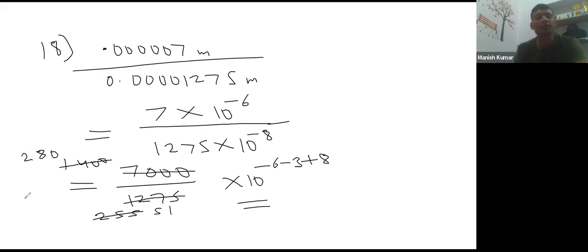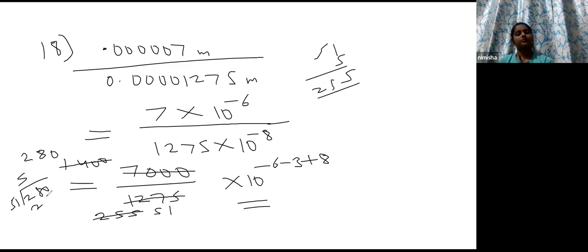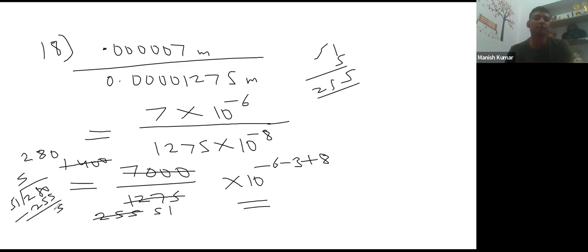280 by 51. If we divide 280 by 51, then what can be the value? 51 into how much will be 280, or approximately less than that? 51 fives are about 250, isn't it? 51 sixes are about how much? It will be 300. So less than that means 51 fives can be done. 255, isn't it? And here what are we going to get? 10 minus 5 is 5, 7 minus 5 is 2. So here we can write 0 and here we can take it as point, 5 point something. Now 51 into how much? 51 into approximately 5.